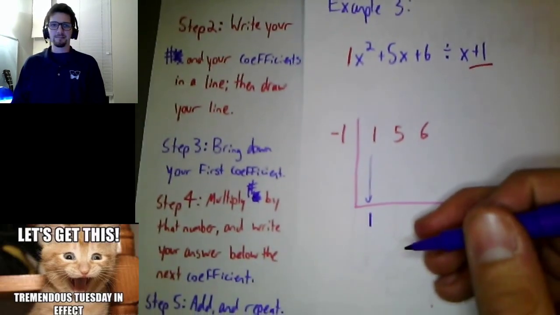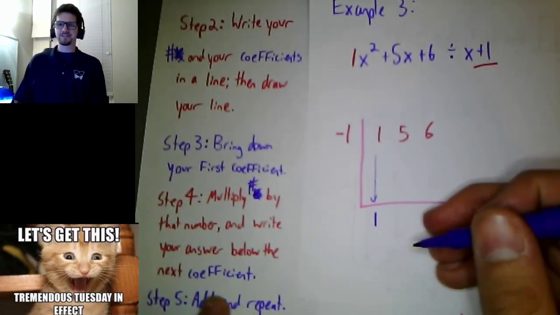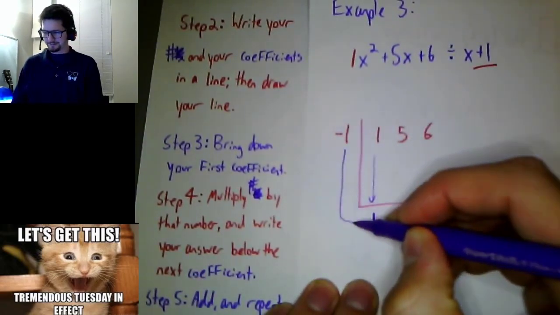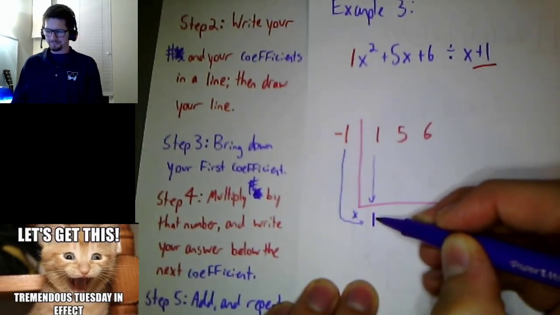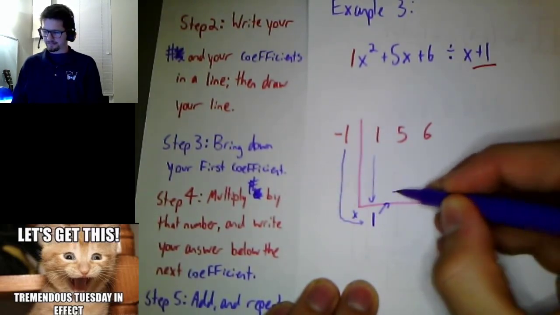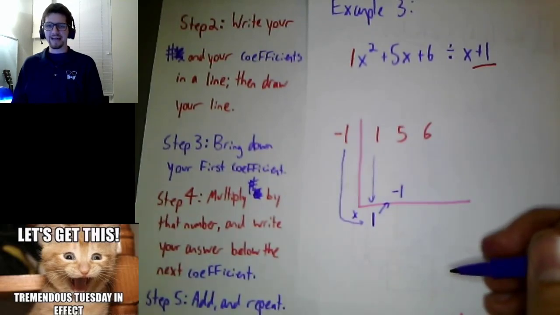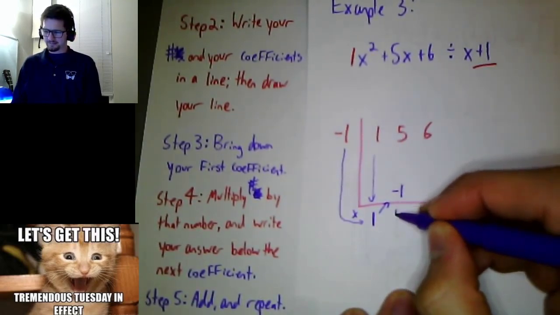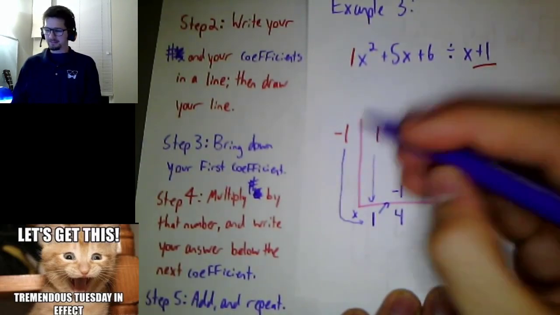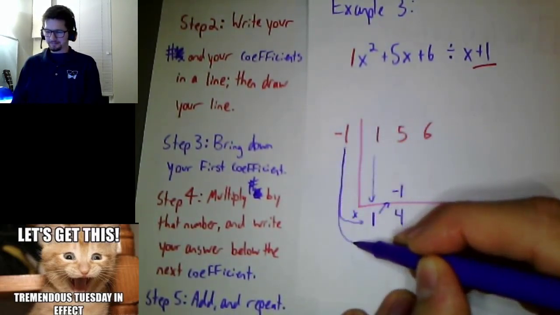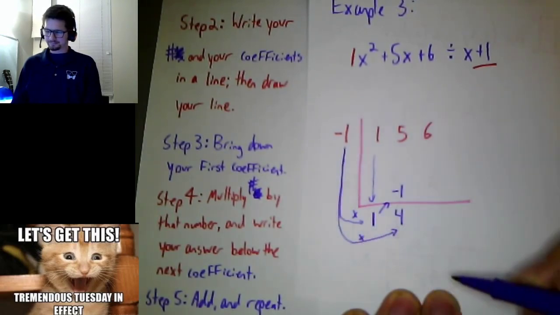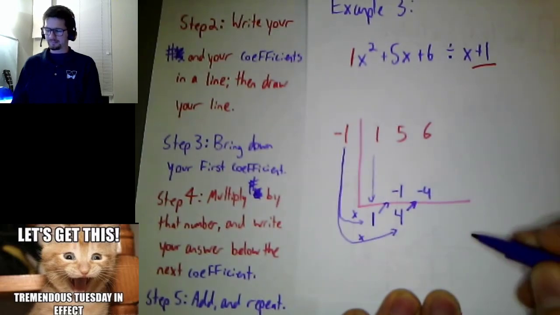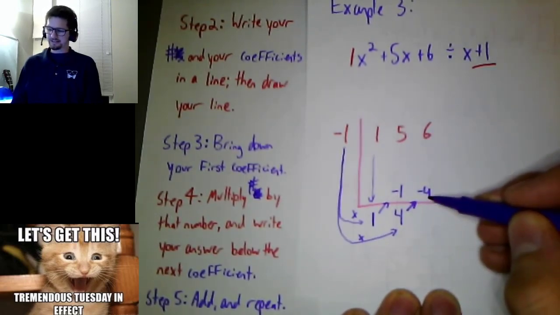Step 4. Multiply by that number and write your answer below the next coefficient. So negative 1 times 1 gives me negative 1. Step 5. Add and repeat. So 5 plus negative 1 gives me 4. Now I repeat. What's negative 1 times 4? Negative 1 times 4 gives me negative 4. Then I add. 6 plus negative 4 gives me 2.